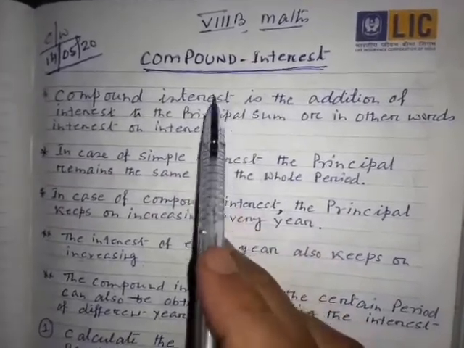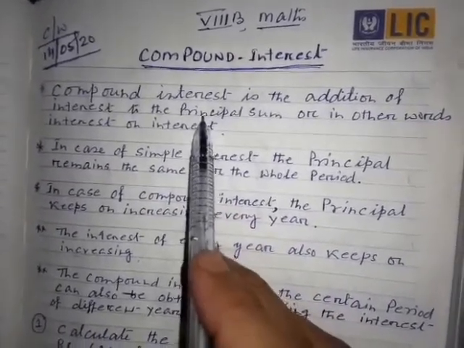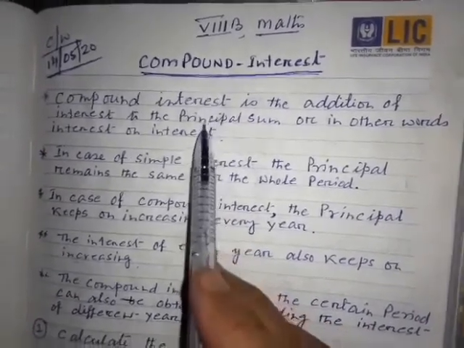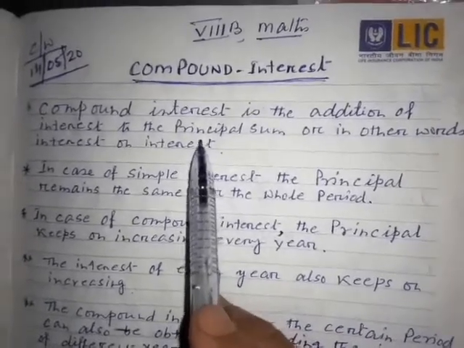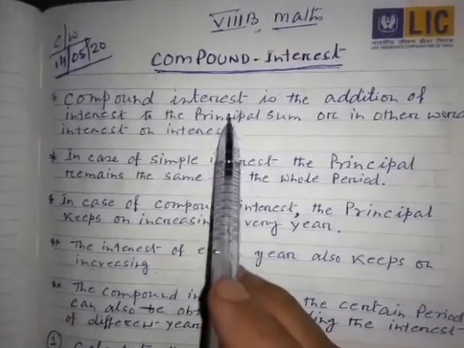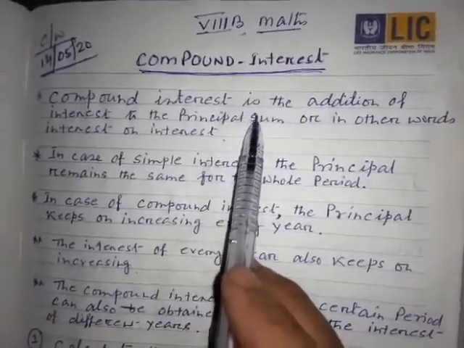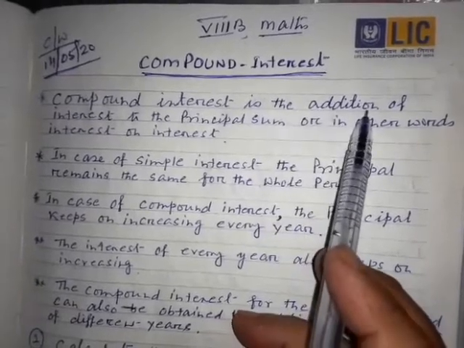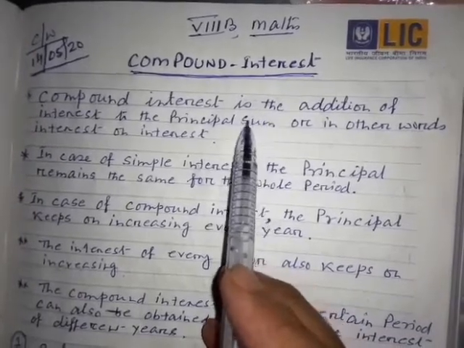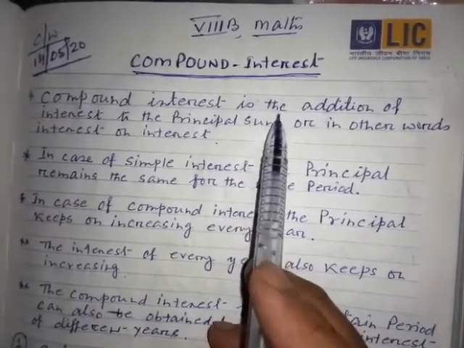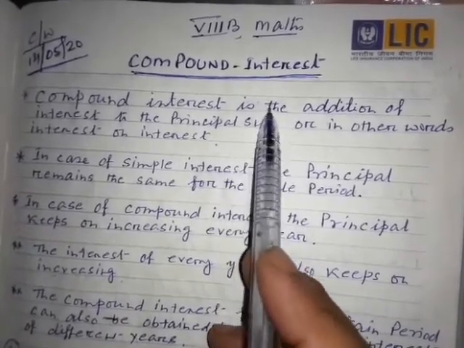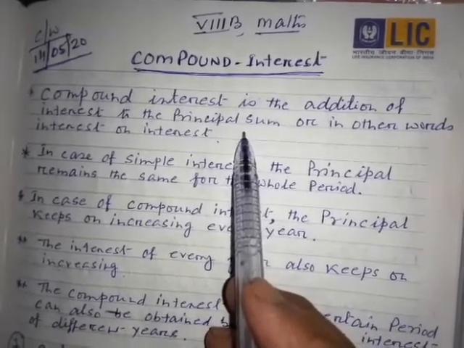Now, what is the difference between simple interest and compound interest? What you have noticed in simple interest is that the interest is calculated for the full time period at once only. Like if I tell you that 4,000 rupees is invested by you for 2 years at 10% per year, what are you doing? You are calculating the interest for 2 years at once. But in compound interest, the interest is calculated per year.